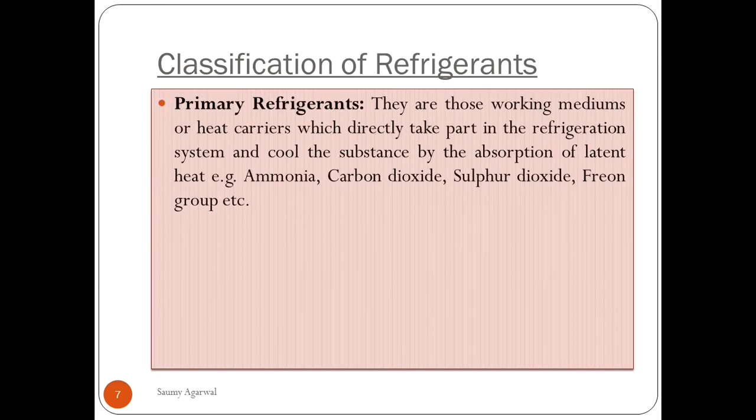Okay, now coming to the classification of refrigerants. The refrigerants can be classified as primary refrigerants.